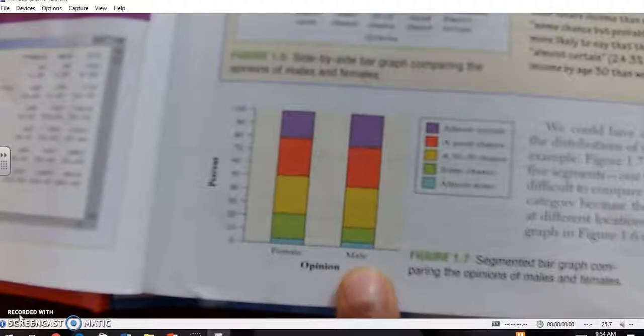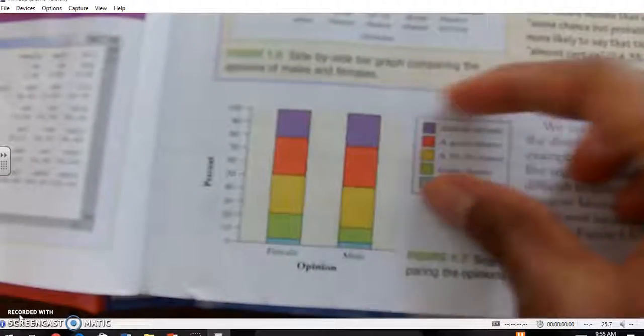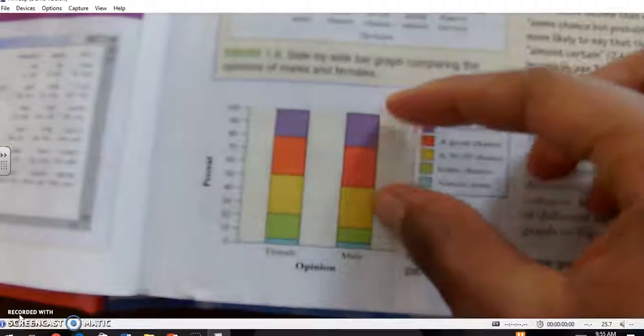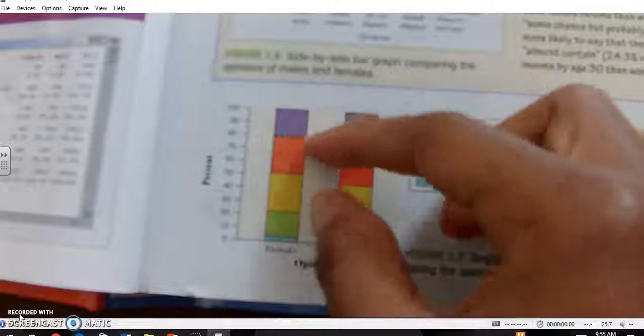And then one last way of representing this data is a segmented bar graph. As you notice, both graphs go up to 100% because this represents 100% of women in the sample and 100% of men in the sample. But each color represents the different opinions. And as you can see, these purple and red opinions, which represent the positive opinions about the future, tend to be slightly more for men than women.